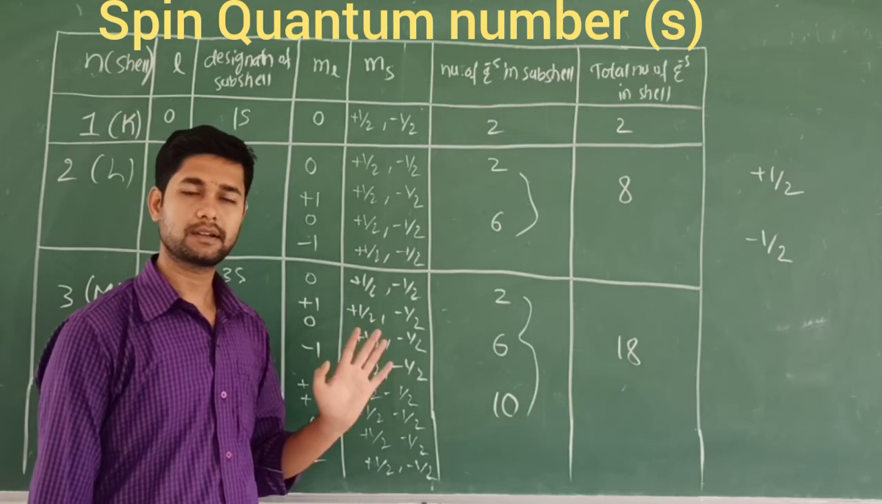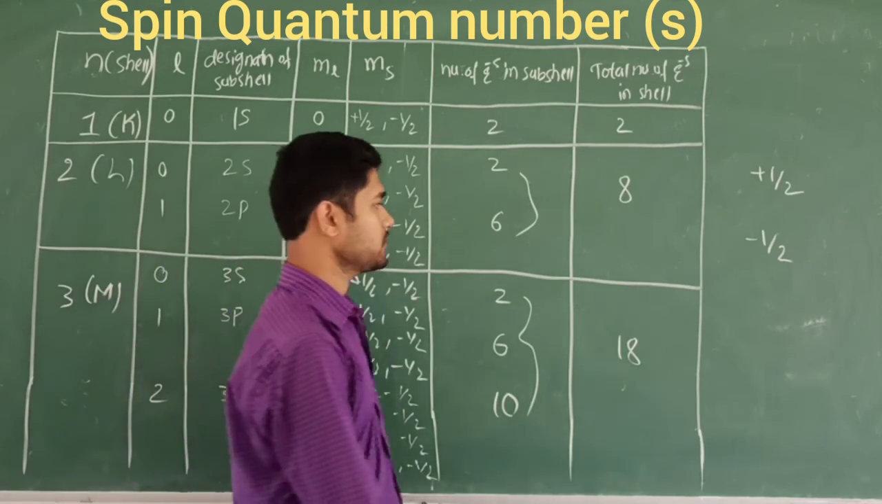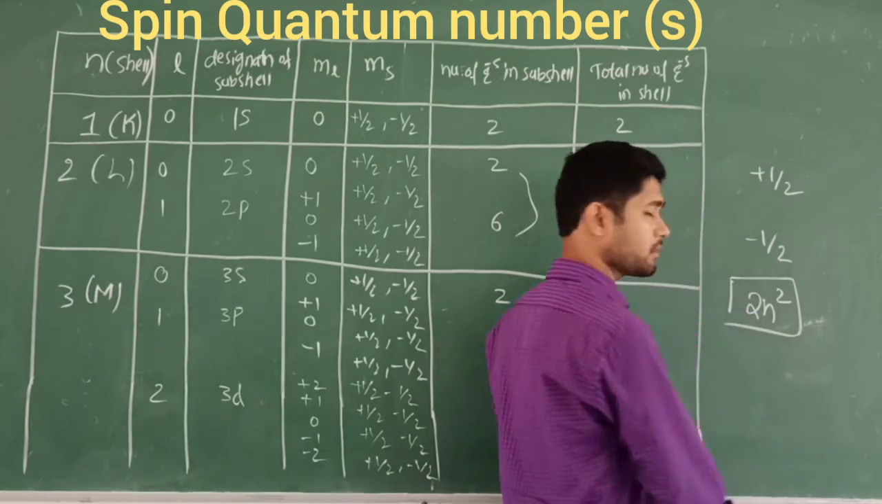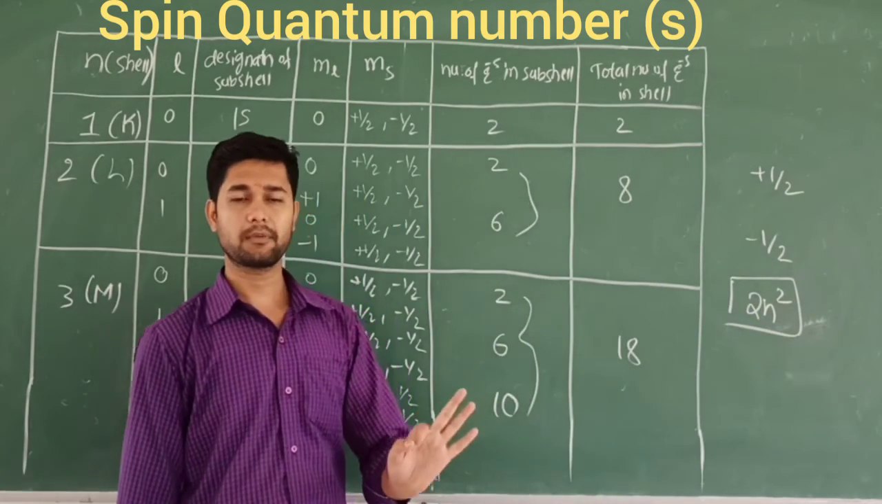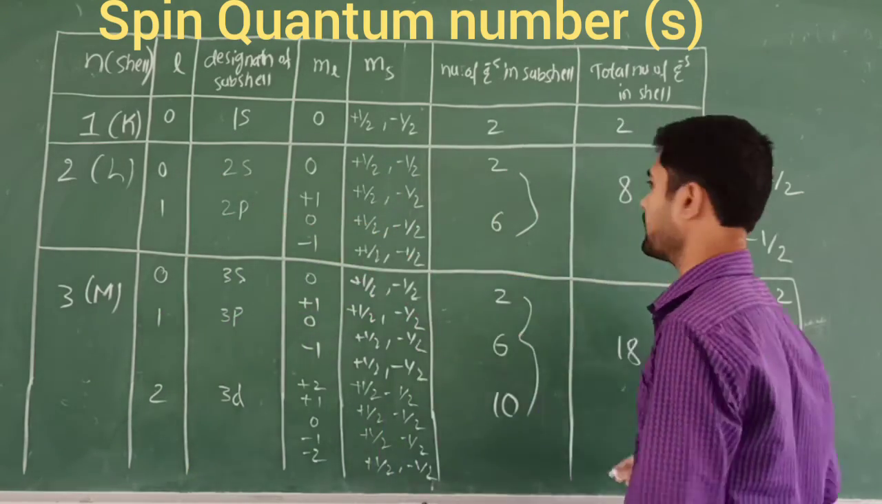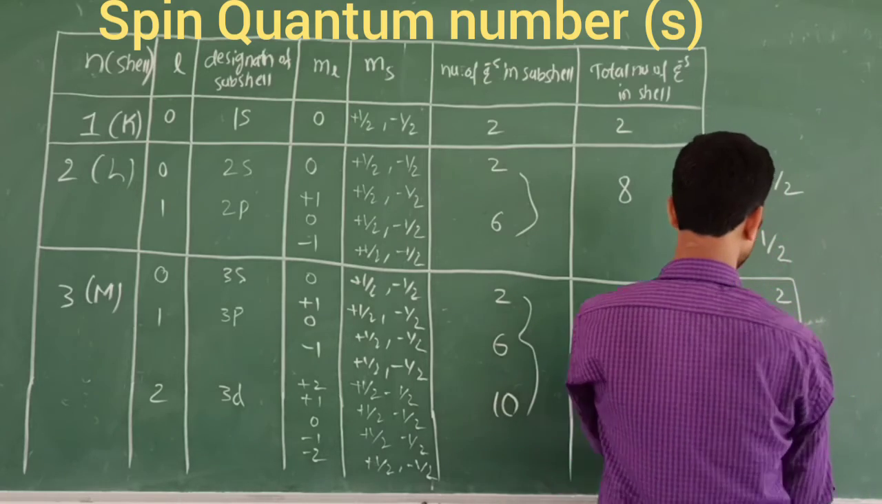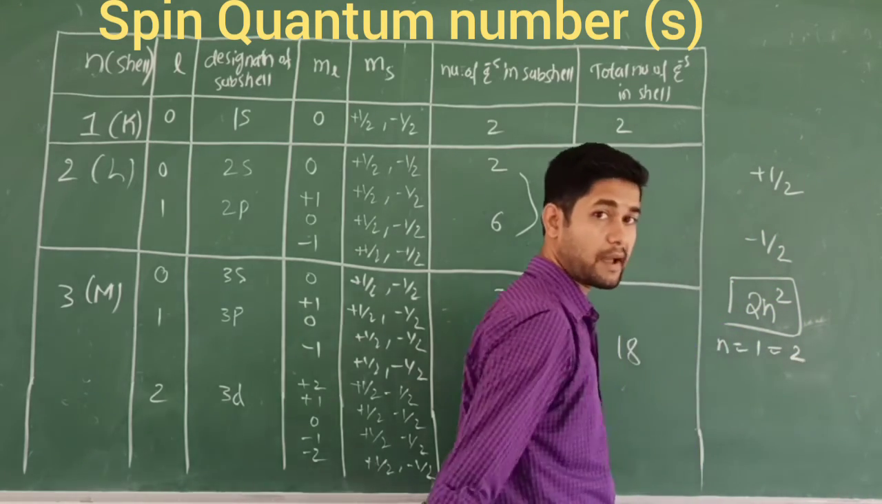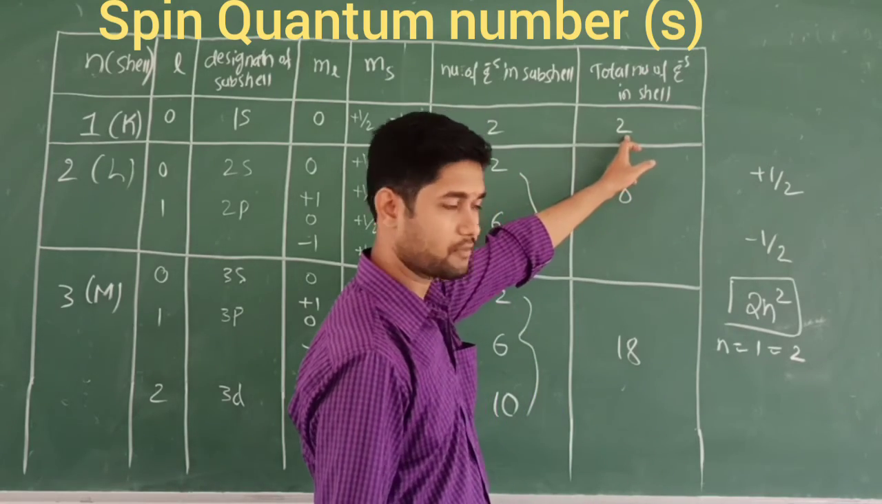Then how do we cross-verify? How do you check whether it is right or wrong? There is a simple formula, 2n square. This is the formula to find the maximum number of electrons that can be accommodated in a shell. Substitute n is equal to 1, and you get 2 electrons, the maximum. So you have cross-verified.